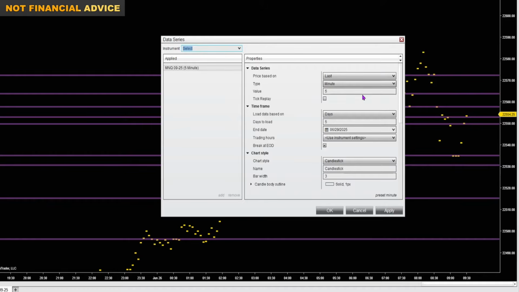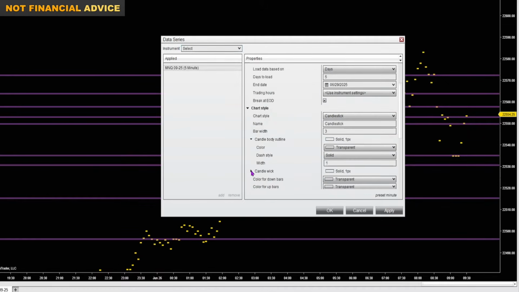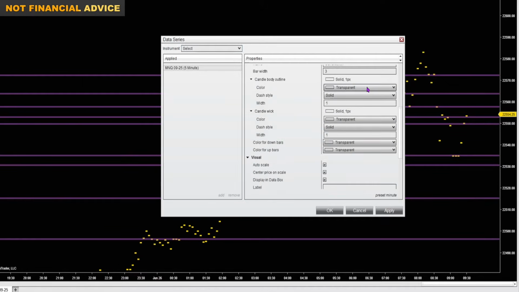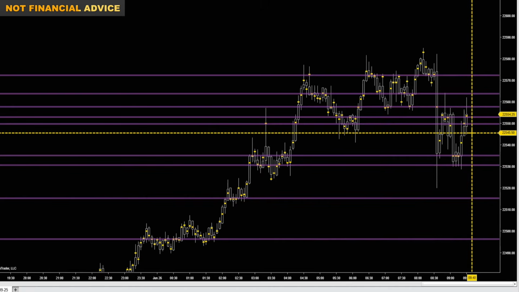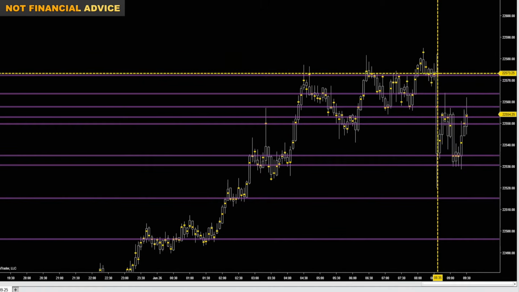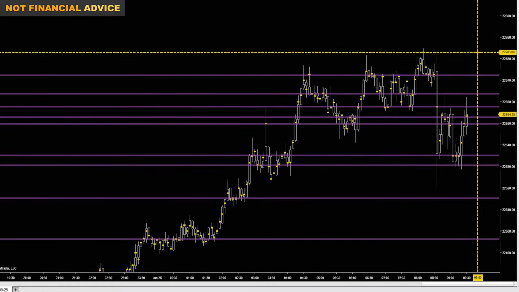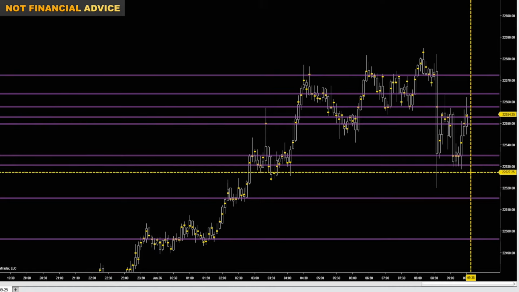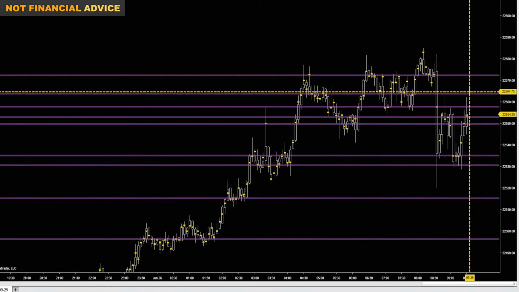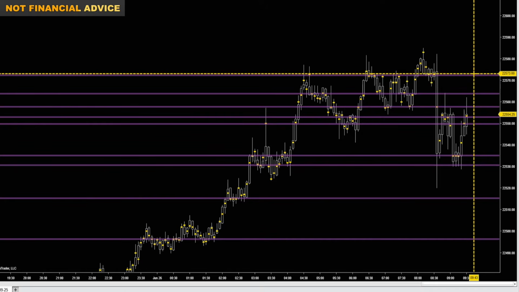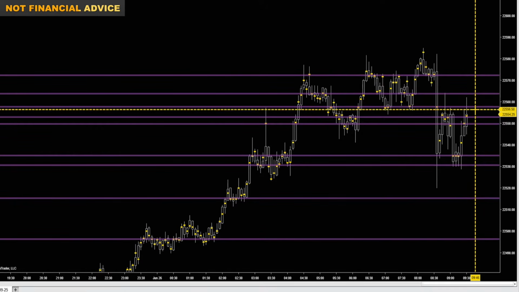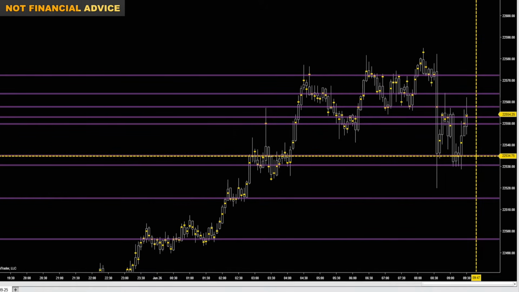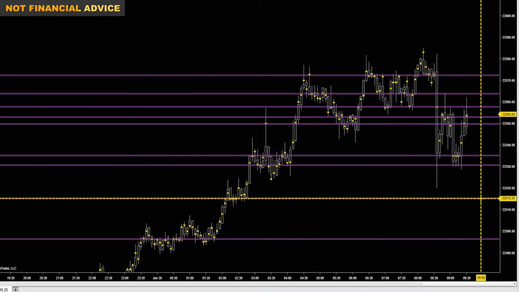So now that I've got all the lines drawn out pre-market, I'm going to go back into my data series, change the body outline to silver and the wick to silver. So now I can see the 5-minute candles and where the point of control is on the 5-minute candles. And I can also see these special support and resistance levels. I'm also looking for price to potentially gravitate towards one of these lines, so I might use one of these lines for a take profit as well.